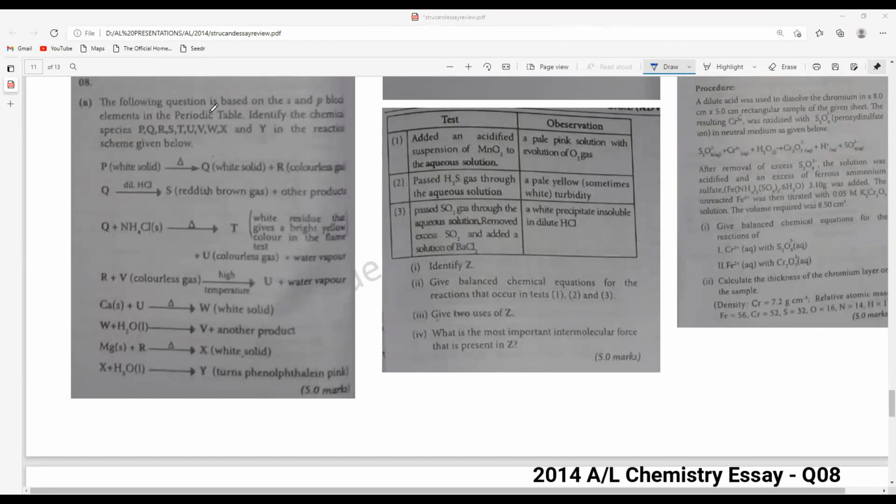So the following question is based on s and p block elements in the periodic table. Identify the chemical species P, Q, R, S, T, U, V, W, X, and Y in the reaction scheme given below. Now we will see how we can identify. This is very important to understand.